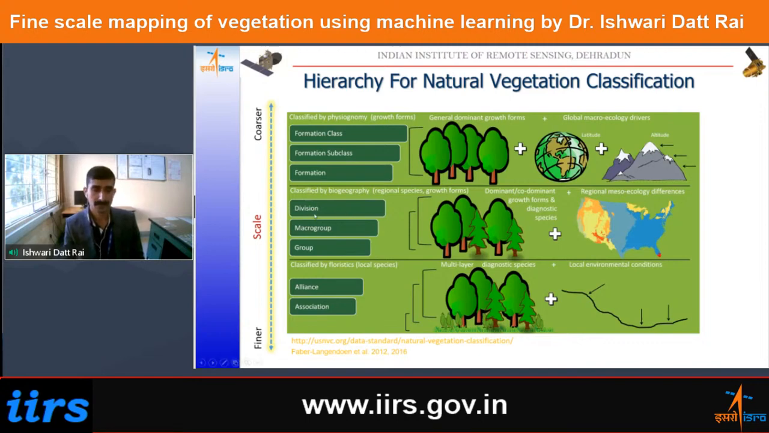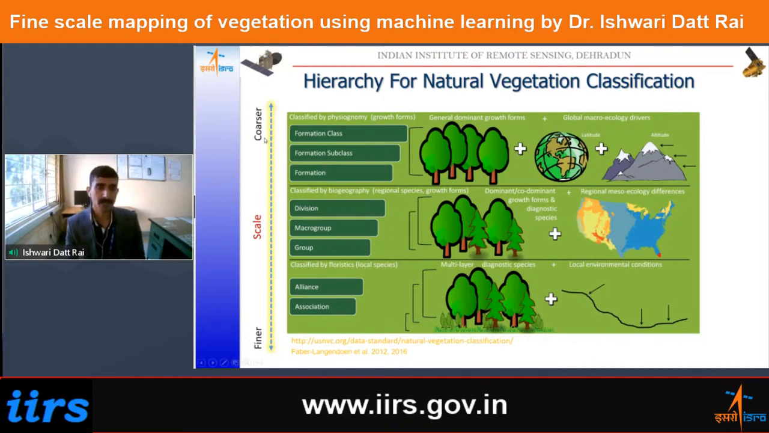If you see the middle levels, those are basically classified by biogeography, the dominant growth forms and the diagnostic growth forms, plus the regional mesoecological differences. So that are also from the global to the continent scales. The lower levels, the alliance and associations, are based on the diagnostic and dominant species and the compositional similarity between those groups or strata that are reflecting the similarity at the local to the regional environmental conditions.